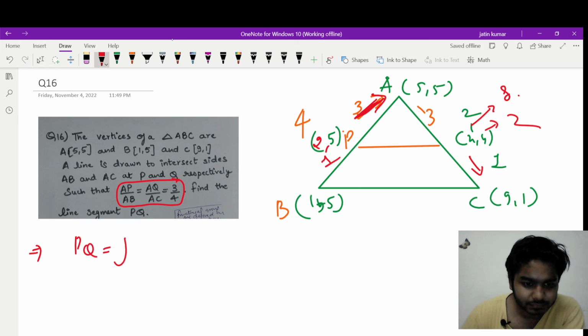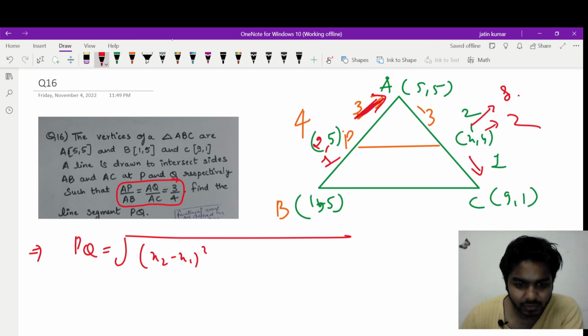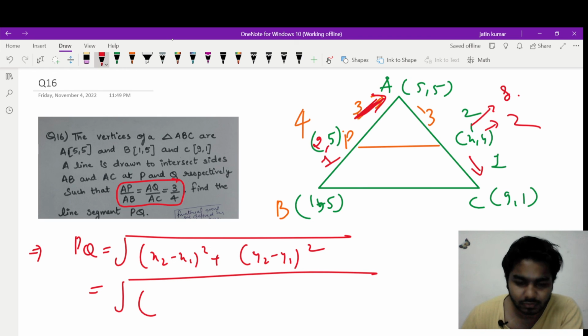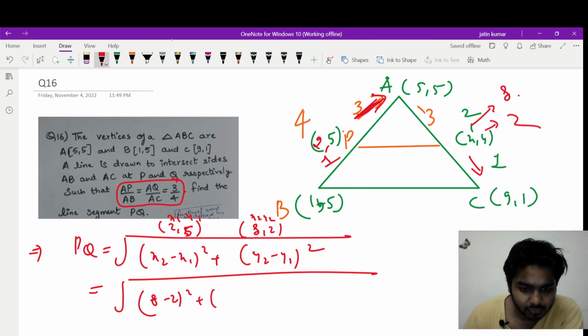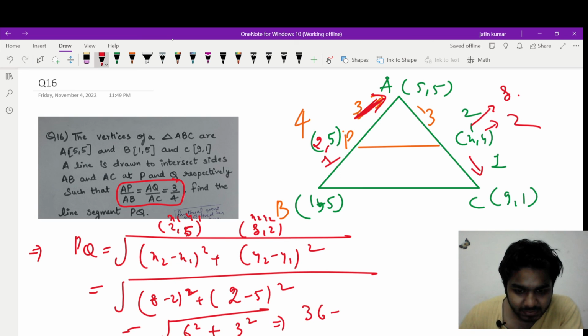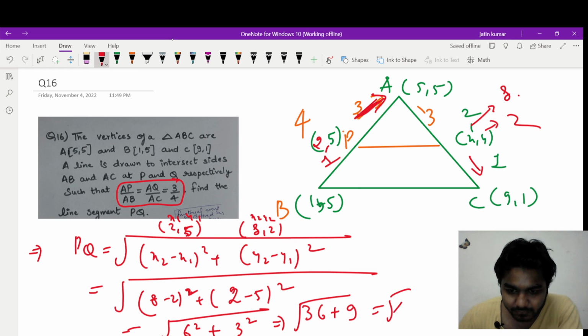Now PQ is the square root of (x2 minus x1) whole square plus (y2 minus y1) whole square, right. So we have (2,5) on this side and (8,2) on this side, as x1 y1 x2 y2. So we have 8 minus 2 whole square plus 2 minus 5 whole square. So we have 6 square plus 2 minus 5 is 3 square, equal to 36 plus 9, so we have got root 45 units.